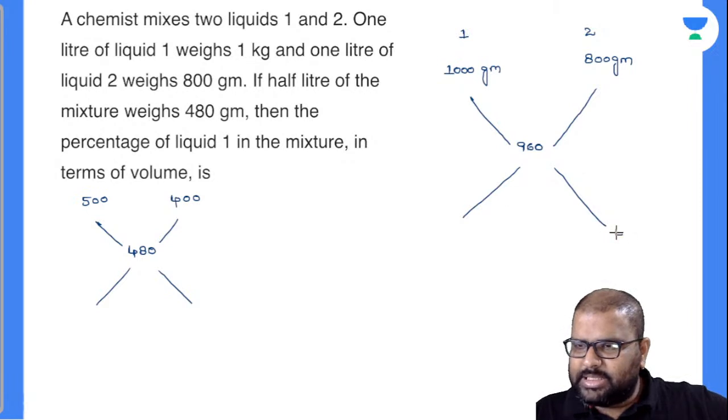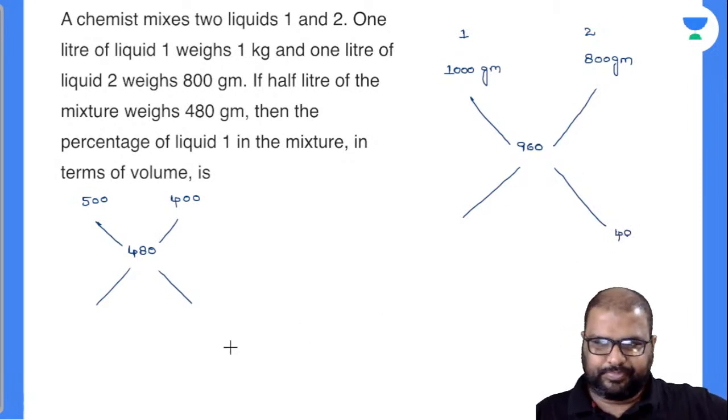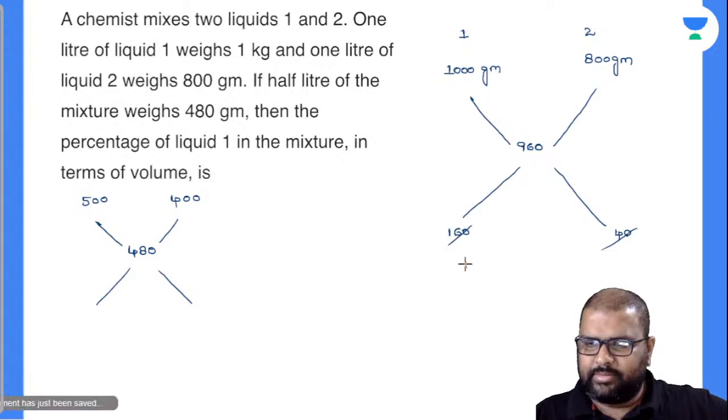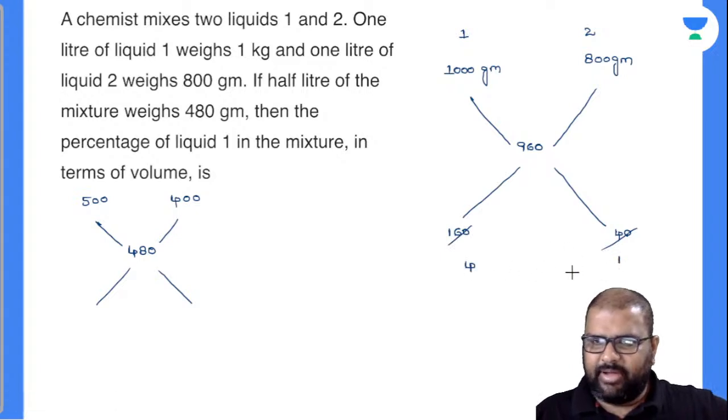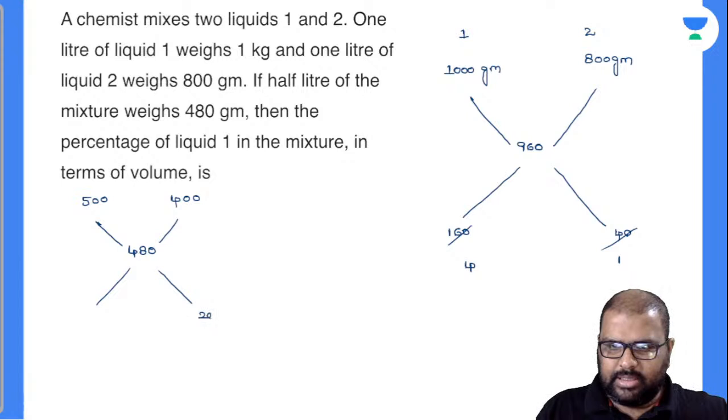1000 minus 960 will be equal to 40. And 800 minus 960, is it 160? Yes, it is 160. So the ratio will be 4:1. Will I get the same value there? 20 here, 80 here. Yes, and I am getting the same answer there.